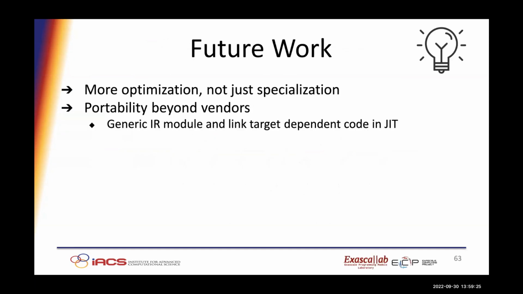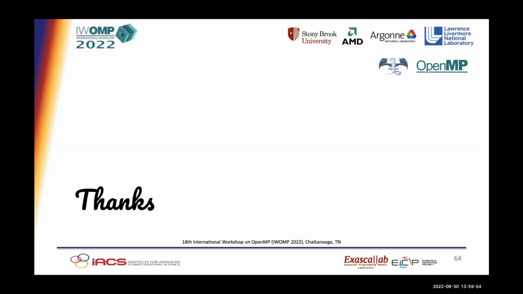In the future, we would like to propose more optimization instead of just some specialization. We also want to provide portability beyond vendors. Currently, we embed LLVM IR, which is target dependent. We still cannot have an application compiled for AMD GPU but run on NVIDIA GPU. To solve that, we could potentially use some generic IR module and only link the target dependent code at JIT time. That's all. Thanks.